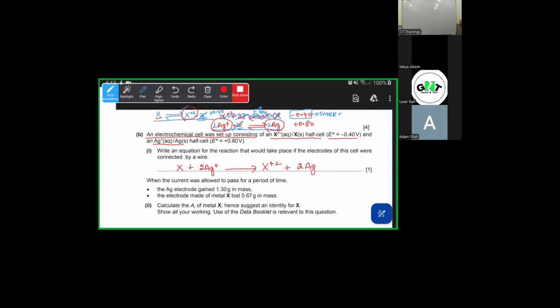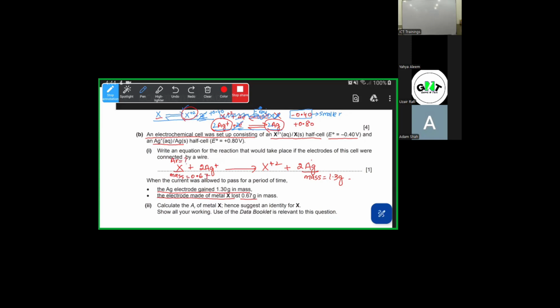Now the question is saying, this is a mole question. He's saying the silver electrode gained 1.3 gram in mass. So silver has got the mass 1.3 gram. Okay, the electrode made from metal X lost 0.67 gram. So X lost the mass 0.67 gram. So you have to find out the Ar of this metal X.